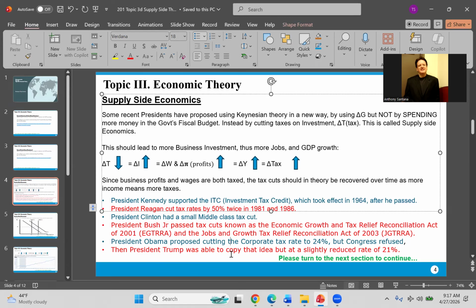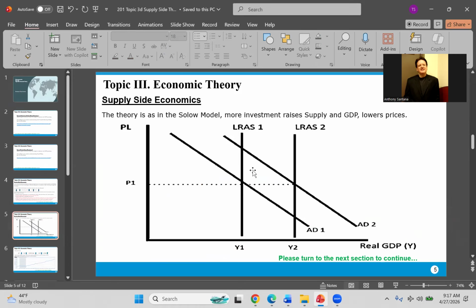And then President Trump copied the idea and at almost the same rate, a little bit slightly reduced to 21% because he wanted to be different. And then, of course, they both trash talked each other, but they both had the same idea, which was a good idea because the economy did well after that. So looking at how this works, the idea is to have the government stimulate the economy, increase the long-run aggregate supply within the next year, by cutting taxes.